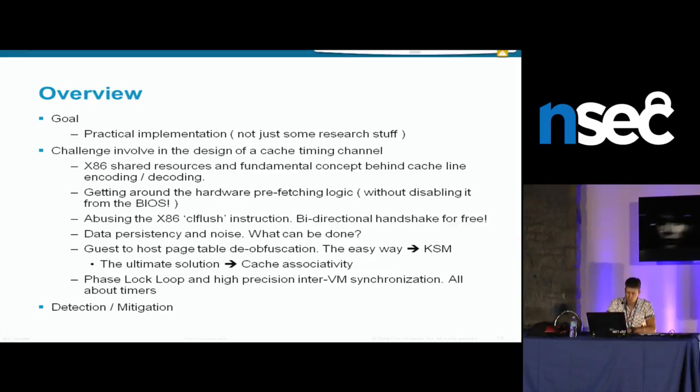Then we will look at the persistency of data, the noise that is present on the host, in the guest, in the VM, and so on. And then we will also take a look at the guest to host page table deobfuscation. Sounds complex, but I'll show you what it is. It's not rocket science. At the very end, I'll show you my implementation of phase lock loop and high precision timer. This is the key aspect for that thing to work.